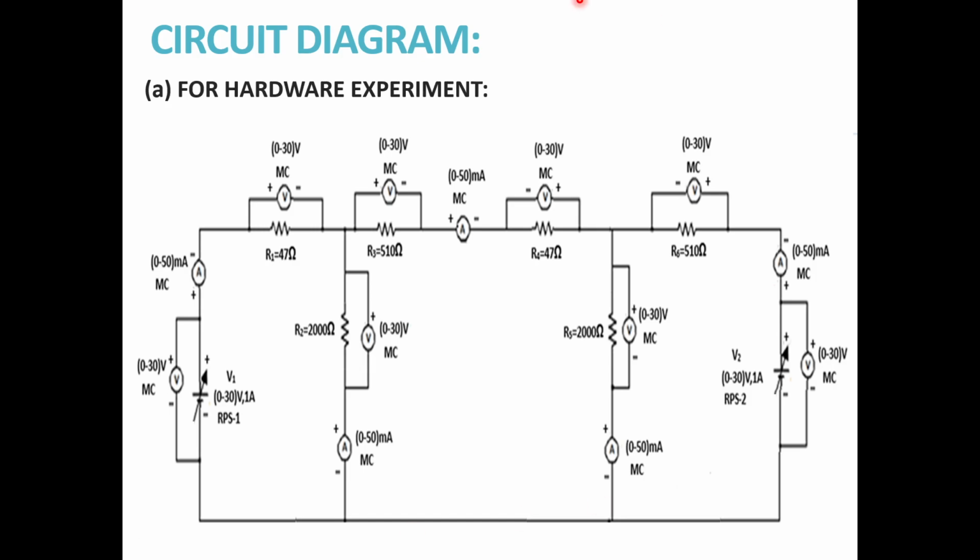So this is the circuit to do the hardware experiment. So you must put the variable symbol. You can see here there is a variable symbol here. Why? Because we are going to vary the voltage using the RPS until the required voltage is obtained. So put the variable symbol across the RPS, across the positive and negative terminal of the source. That is RPS.